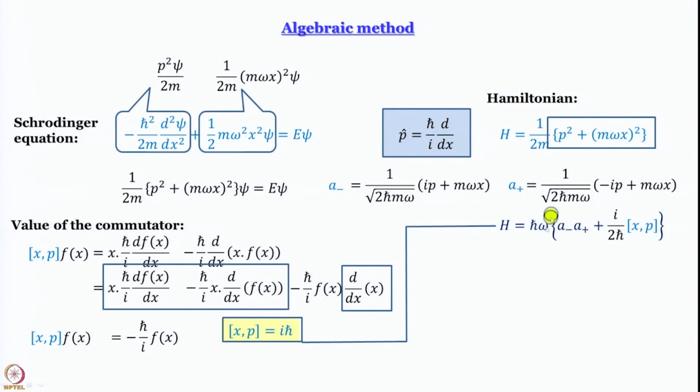What we are going to do is take this and plug it into the expression for the Hamiltonian that we worked out earlier. The Hamiltonian is h cross omega multiplied by a minus a plus, plus i by 2 h cross multiplied by the commutator. Now, instead of this commutator I am going to write i h cross. Okay? Let us do it. So, we get the Hamiltonian equal to h cross omega multiplied by a minus a plus minus half. Is the minus half okay? Let us check.